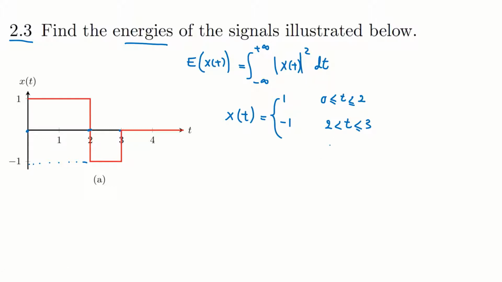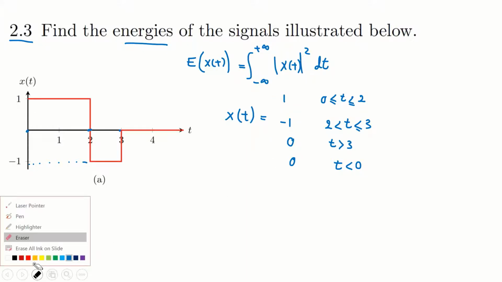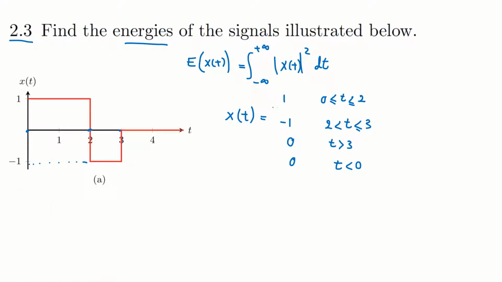And from the time after 3, it is 0, so for t larger than 3, or for t smaller than 0, again the value of the signal is 0. So we have these 4 regions, and we now know the value of the signal at this time intervals.